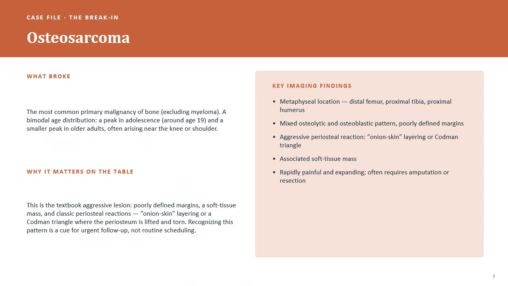The location where it typically shows up is either in the knee or the shoulder, and it is a very aggressive lesion. On films, it has a poorly defined margin. There is a soft tissue mass involved, and also there are those classic periosteal reactions that we talked about earlier. So we're talking about the onion skin layering or the Codman triangle.